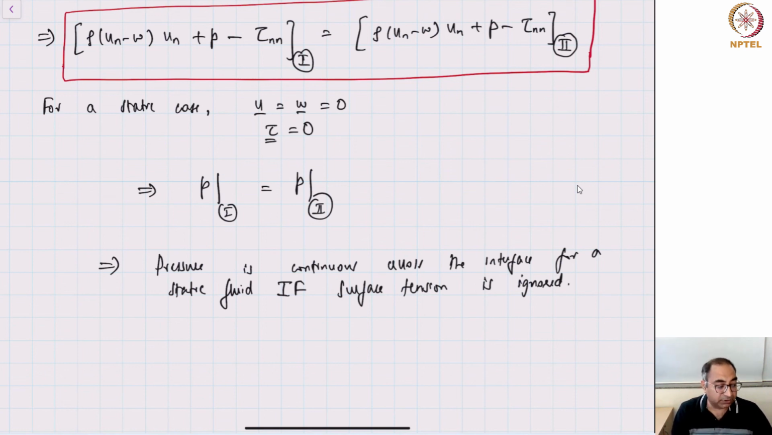In the next lecture, we are going to look at the role of surface tension and how we modify these jump conditions across the interface in the presence of surface tension. That's what we're going to do in the next lecture.